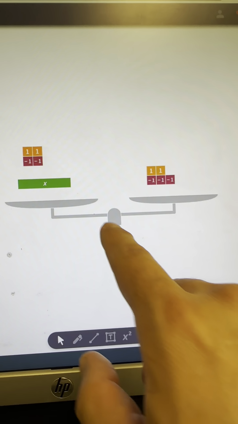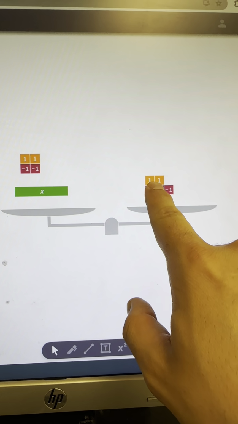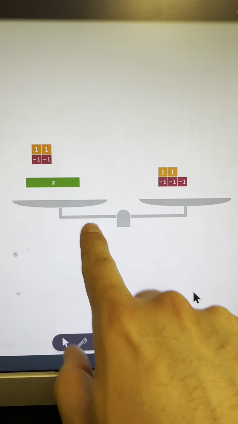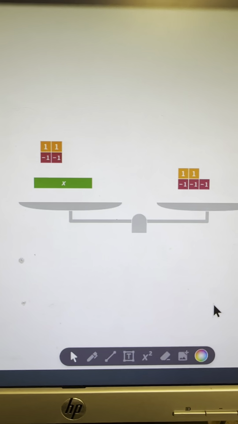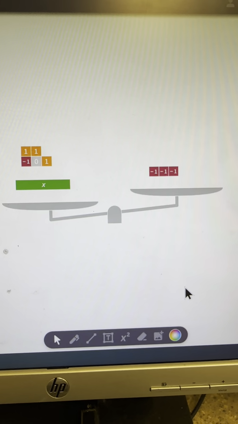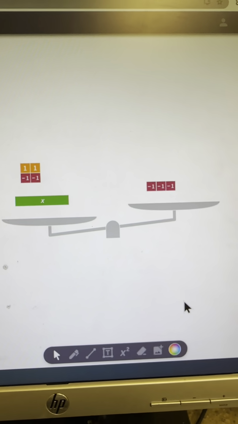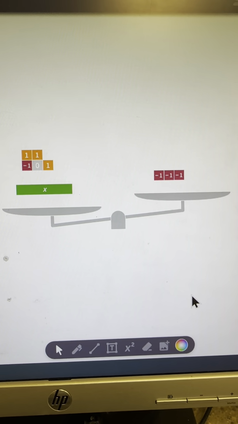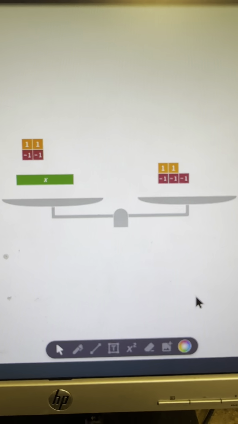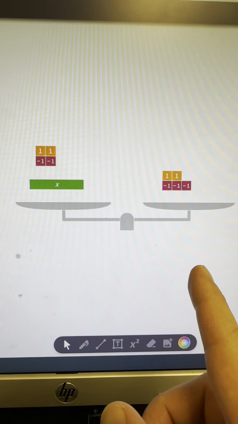So you'll see here, I added 2 here. I also added 2 here. Now it's balanced out. So always do the same thing to both sides so it stays balanced. Otherwise, if you don't, as you can see here, it's not balanced. But by adding 2 to the right side, you can see it's balanced again. So again, that's what they mean by properties of equality.